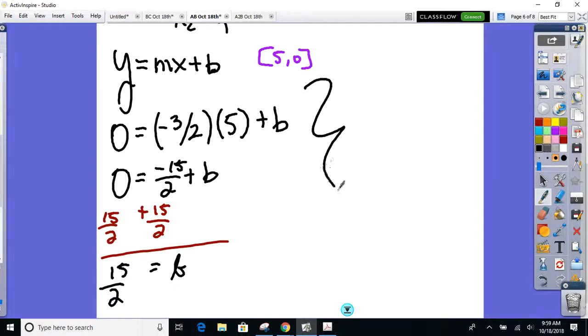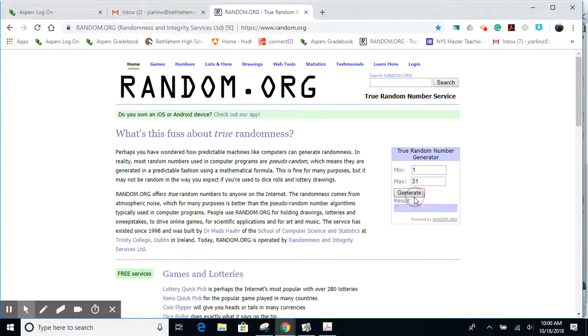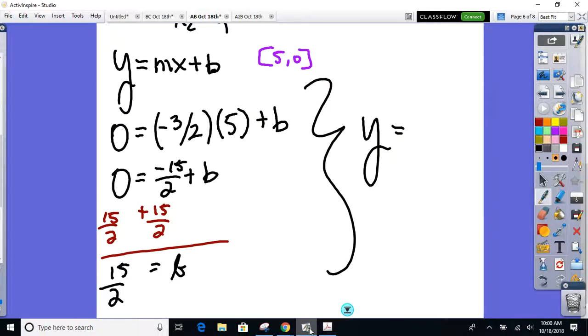Let's put the two together right now. Y equals, what's the equation of this line when I put the two together? Y equals negative 3 over 2 x plus 15 over 2. Perfect. Any issues there? I got one little last piece here with you.